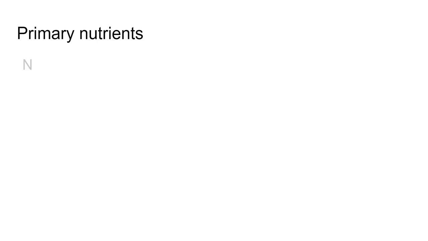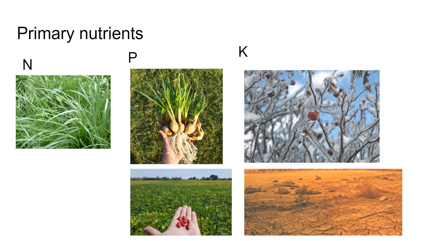Our primary nutrients are nitrogen, phosphorus, as well as potassium. These nutrients have very specific functions in fertilizers. Nitrogen is usually used to enhance the growth of leaves. So to ensure a nice crop of spinach or lettuce, you'll definitely have a fertilizer with a high nitrogen content.